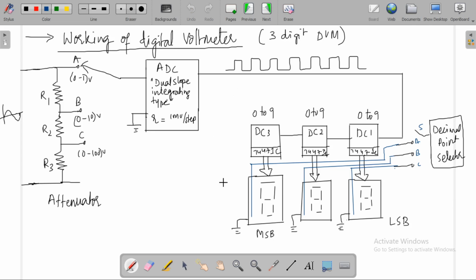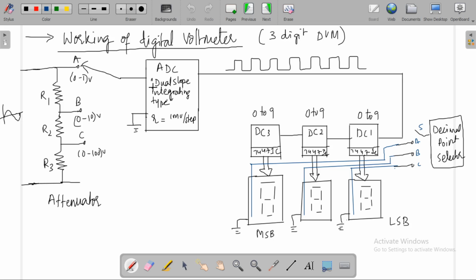On the front panel of the DVM, you can select the required range. If you want to select the range 0 to 1 volts, the switch will be thrown to position A. By moving the knob on the front panel of the DVM, you can get the required range. If the knob is moved to this range, indirectly the switch will be thrown to position A.